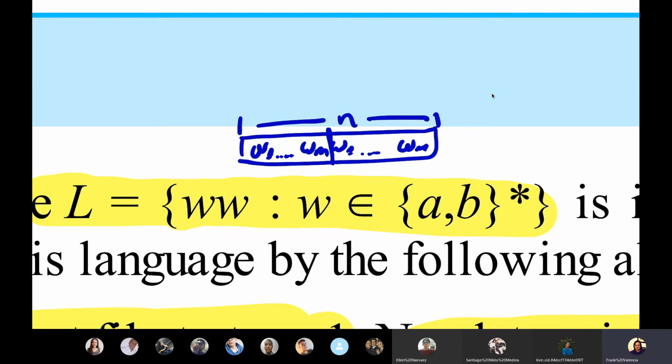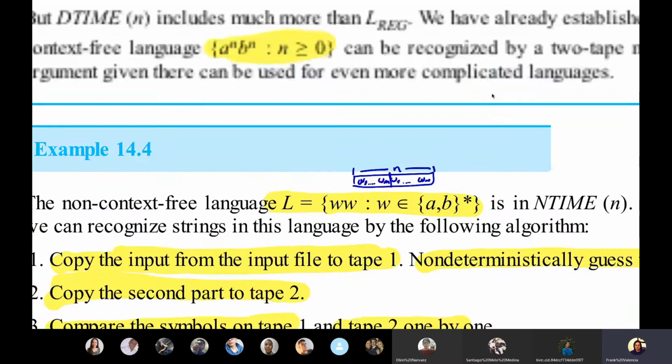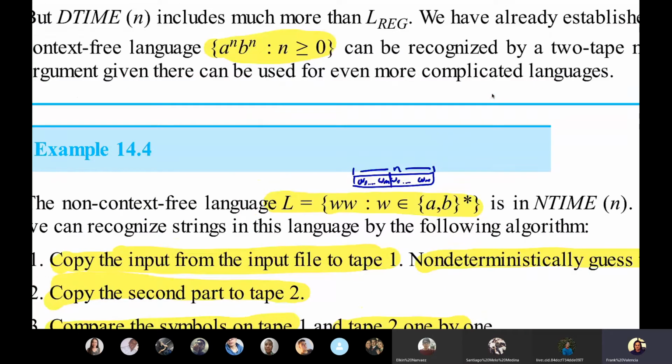Yes. And that can be done, of course, in linear time, because you're just guessing. That's the power of non-deterministic machines. And how can you do it in deterministic time? What would you do?